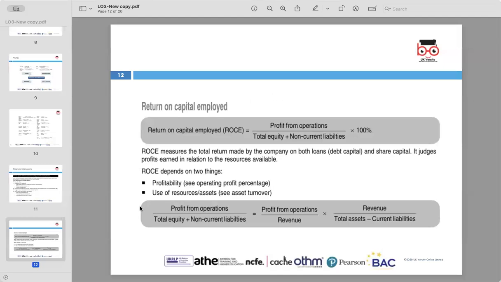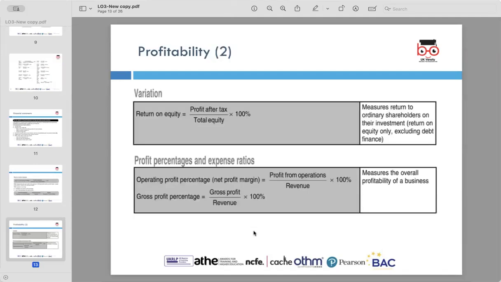Use of resources or assets. Asset turnover is calculated as the ratio of revenue to total assets minus current liabilities. It reflects how efficiently the company is using its assets to generate sales. Improved asset turnover indicates better utilization of resources, enhancing ROCE.